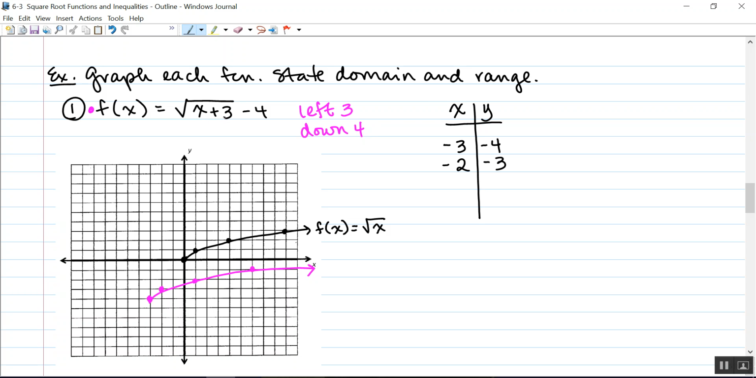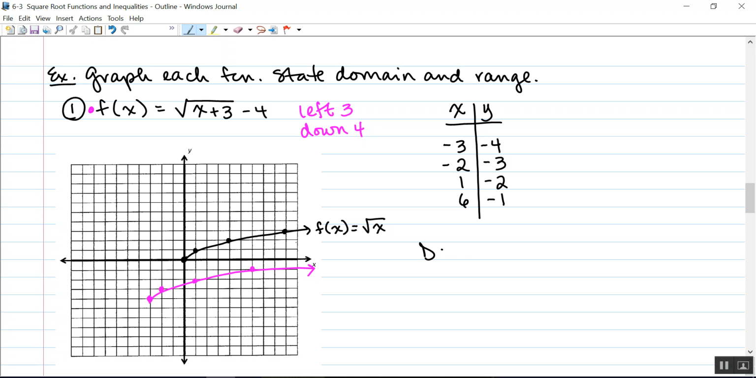I don't want to do that. If I plug in 0, I get the square root of 3. I don't want that. But if I plug in 1, I get the square root of 4, which is 2. Minus 4 gives me a negative 2. And maybe I'll do one more point here. The other way to think about this is to do it backwards. When I put in 1, I get a 4. What do I have to put in to get a 9? For that, I'd have to put in a 6, and that's going to give me a negative 1, and that's enough points. And as you can see, that corresponds to what I graphed here.